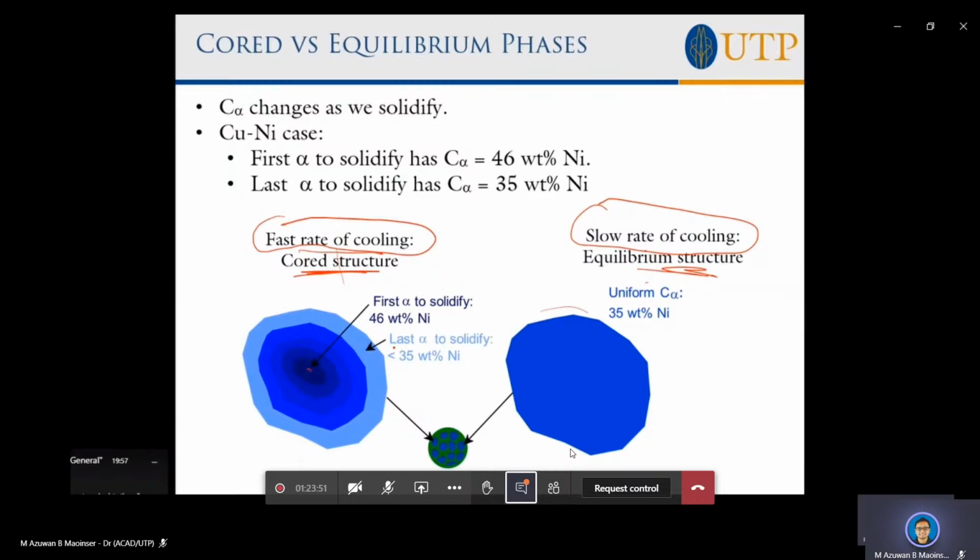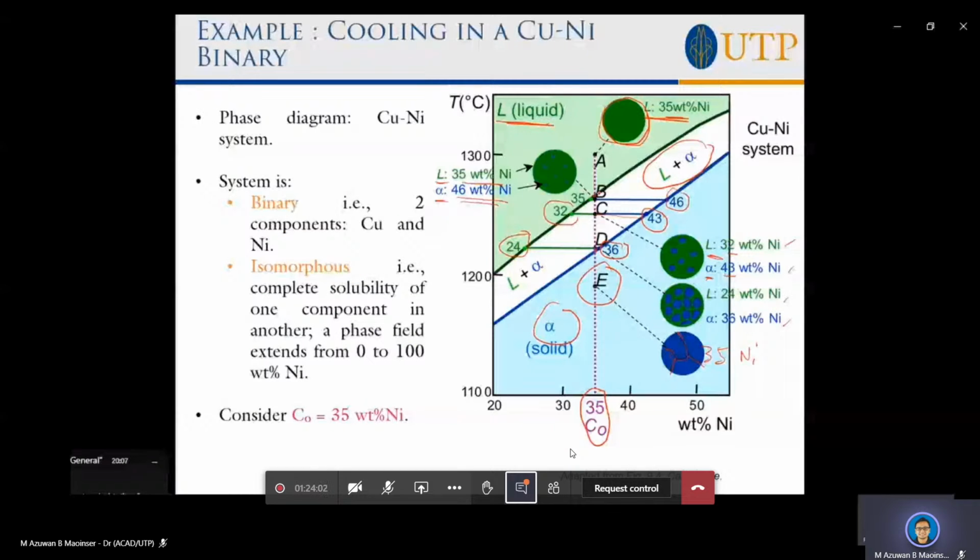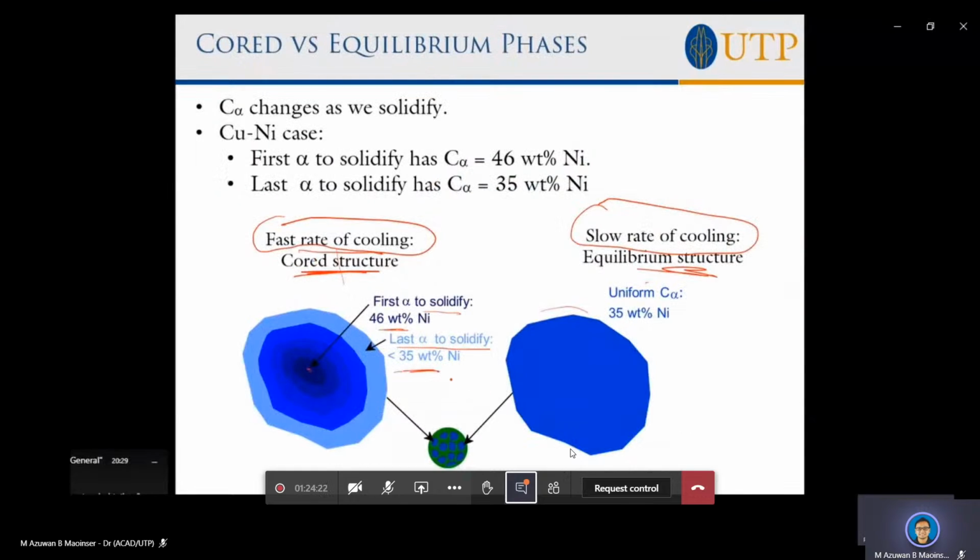So the last alpha to solidify is less than 35%. The first to solidify is 46%. Where is it? We are referring to this point. The first solid will come up here, 46%. The last liquid would be 24%, or the last solid would be of course 55%, because that is your composition. So that's the difference in the microstructure when you do fast cooling and slow cooling.